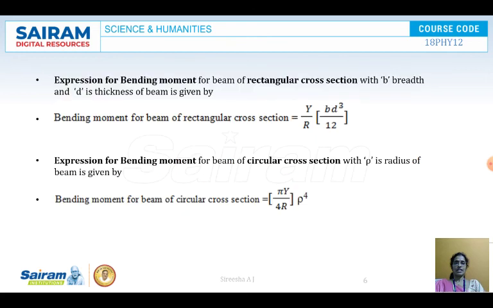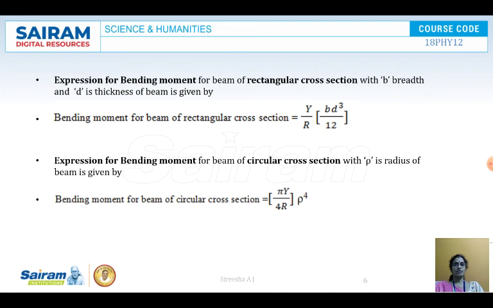It is equation 11. Now, the expression for bending moment for a beam of rectangular cross section with breadth b and d the thickness of the beam is given by Y by R into b d cube by 12. So the expression for bending moment of a rectangular cross section, where b is the breadth and d is the thickness, is given by Y by R into b d cube by 12.